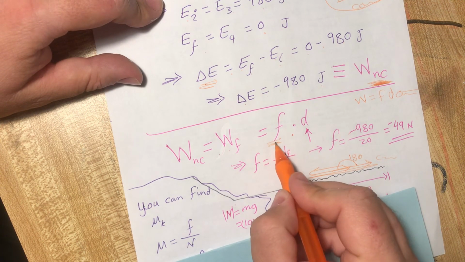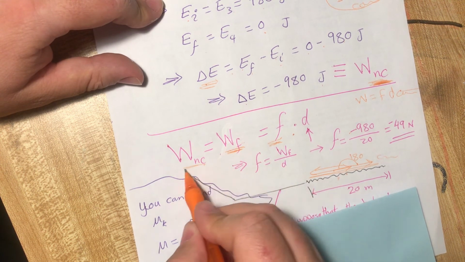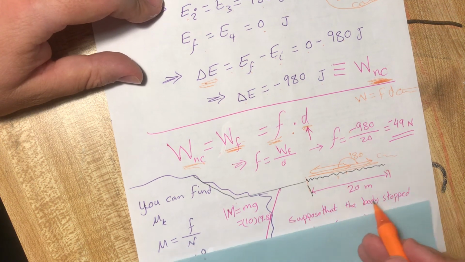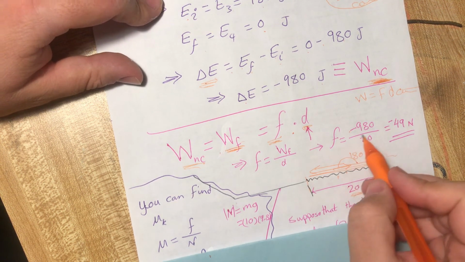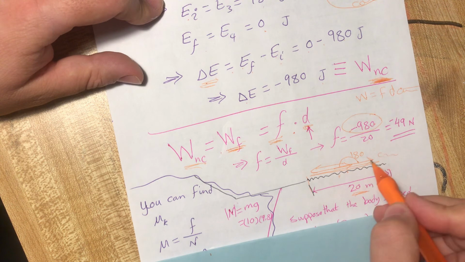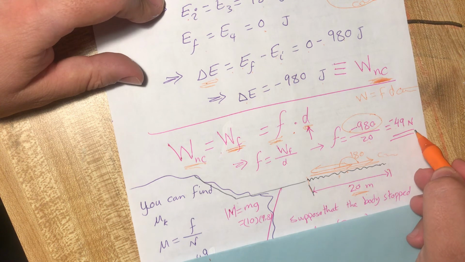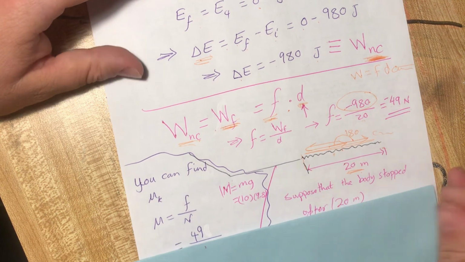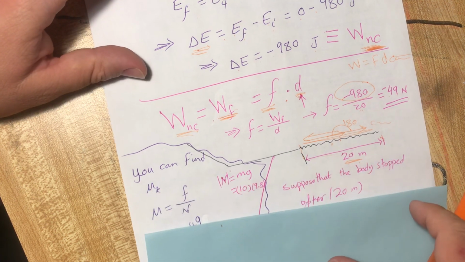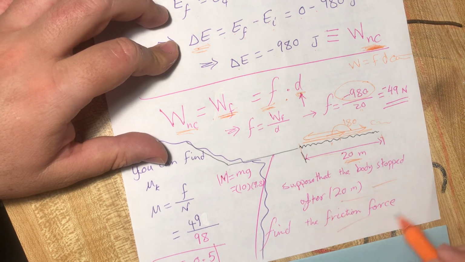We can find the friction force, which is equal to the work of friction or non-conservative force divided by the distance. Assume that the distance is 20 meters. Okay, the work is negative 980 and the distance as given is 20 meters, then the force will be negative 49 newtons. So we can find the force if we have the distance. Okay, now we suppose that the distance is 20 meters.